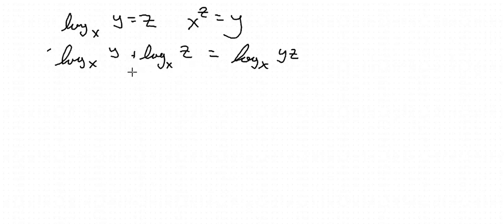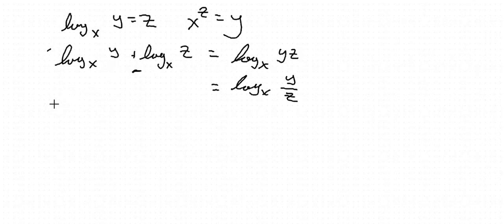If this is minus here, then this changes to division. Because a negative exponent means a fraction, right? Because you're flipping the answer over. Okay?